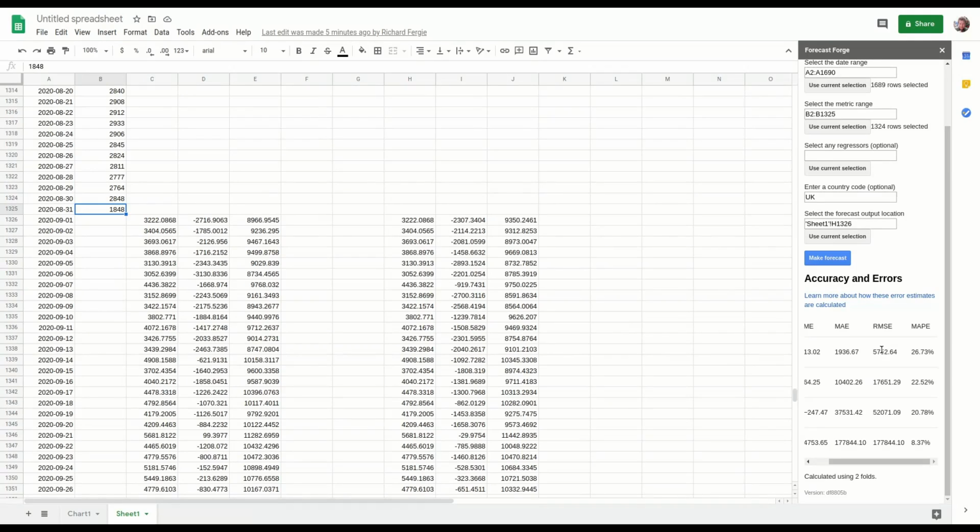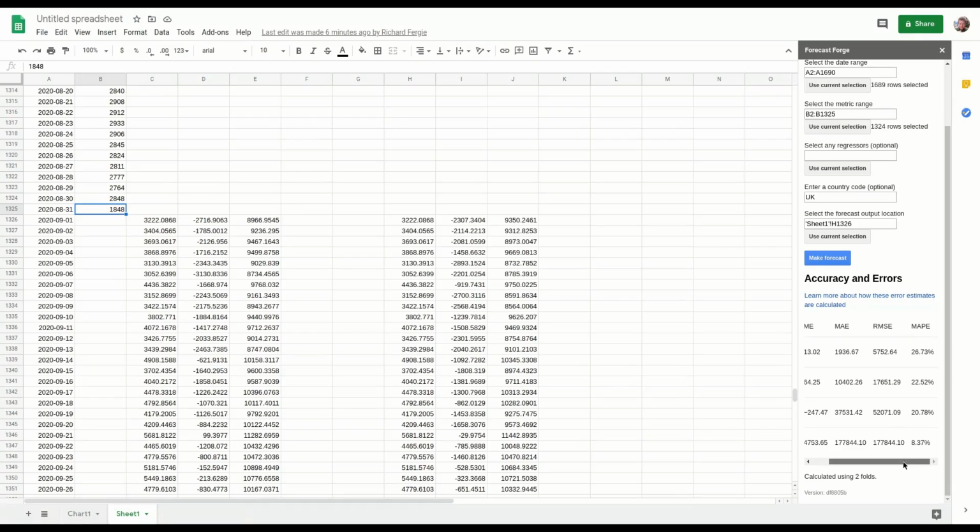Finally, we have the fourth one, which is the MAPE, which stands for mean absolute percentage error. You'll notice that these ones are all percentages. That's just a scale-free way of saying how big the error is. You can click this link here and read more about all these different types of errors.